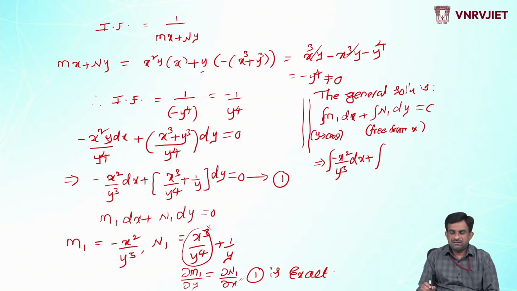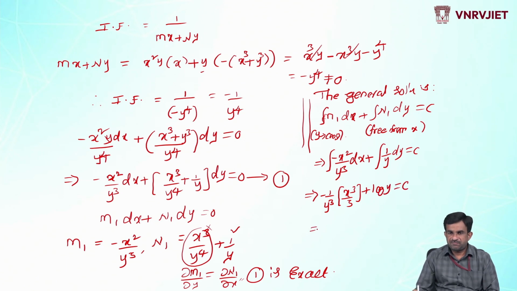Because it is containing x, and in the formula we are saying that in the second integral we have to take only the terms which are free from x. So this first term is containing x, we don't want to take this term. Then this 1 by y term is not involving any x, so now you can consider this term here, that is only 1 by y into dy equal to c. Here in the first integral we have to keep y as constant, that is minus 1 by y cube as constant. Integration of x square is x cube by 3, then plus integration of 1 by y is log y, is equal to c.